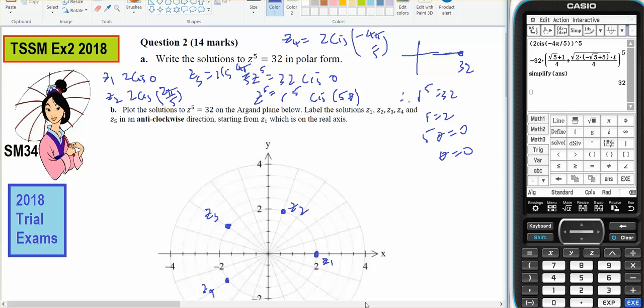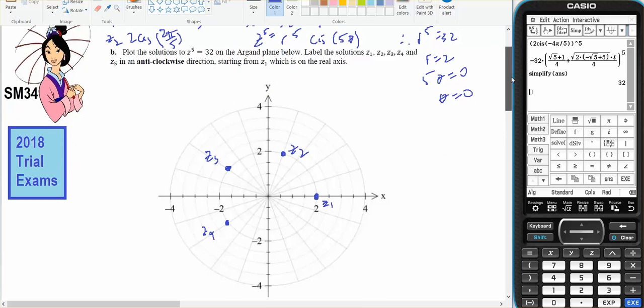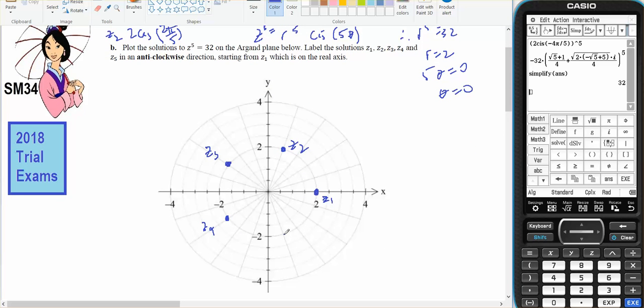and if I make that negative, I also get 32, and the last one should be here at Z5, and Z5 will equal 2 cis of minus 2 pi on 5. Part B, plot them all, done part B.